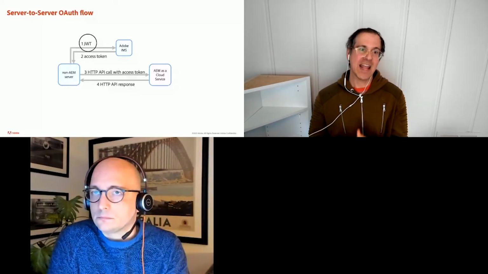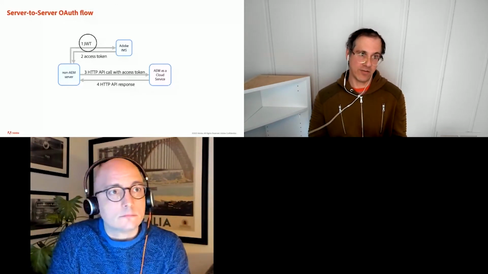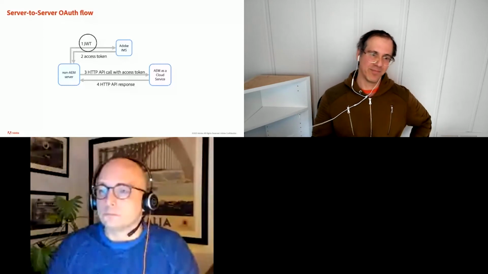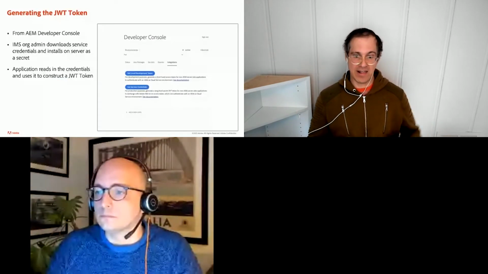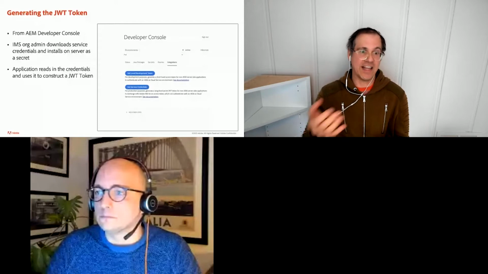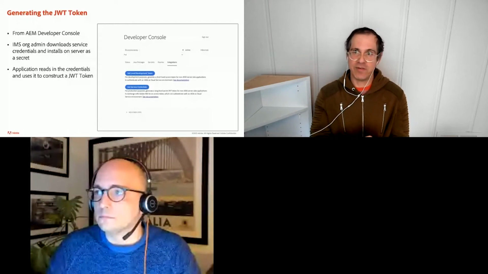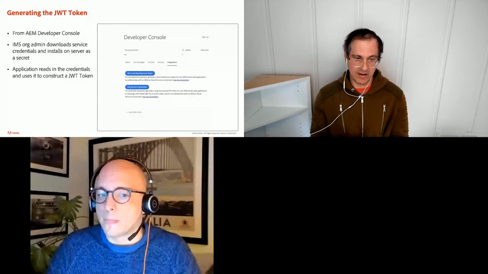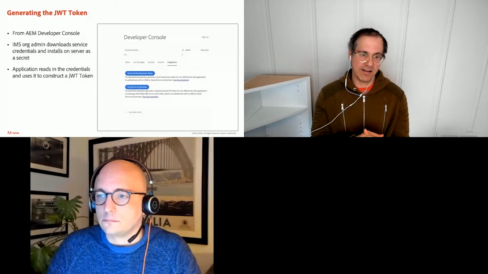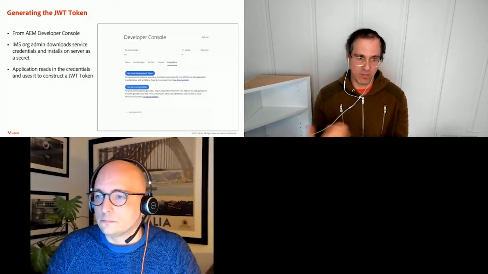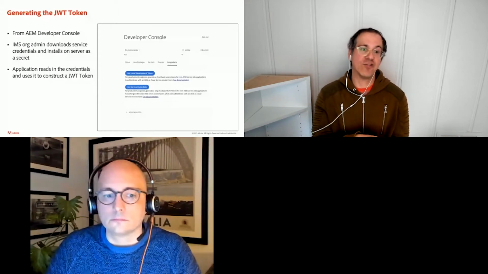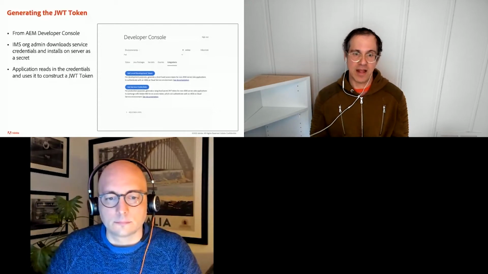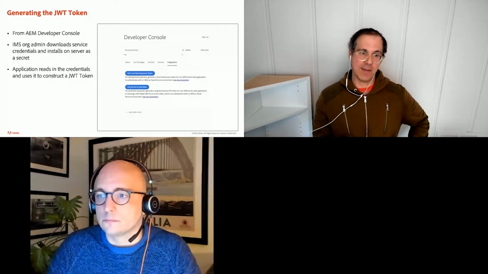They'll click that button, and then they'll install them on a server, treating them as a secret. And then your application will basically read in those credentials. We'll give you some code to do that. You'll see it when Timothy does his demo. And the script that we give you, the program we give you, will allow you to construct that JWT token that you can pass over to IMS.